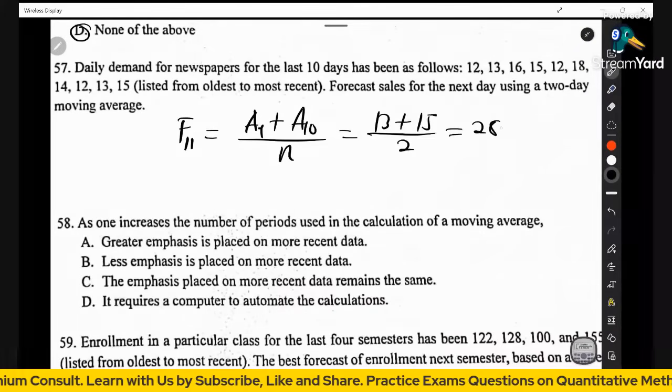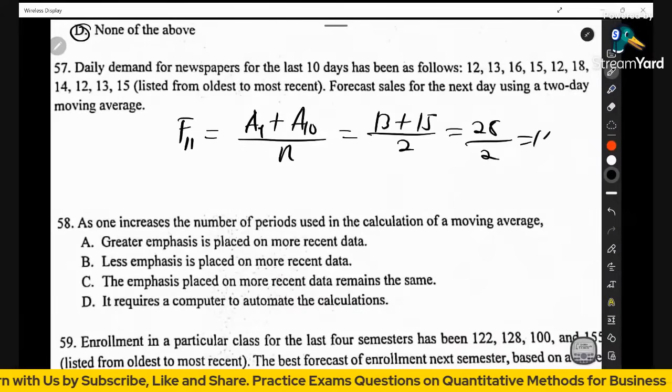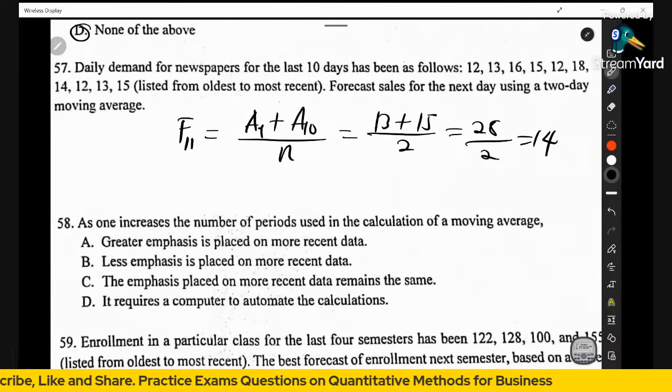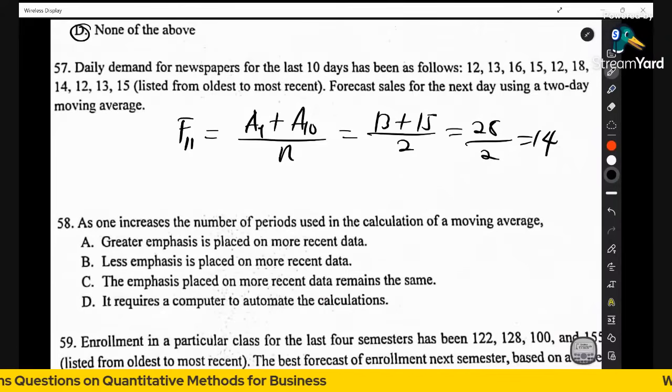We get 28 divided by 2, and we are getting 14. So the forecast for the 11th day is going to be 14. So let's take note. That is a 2-day moving average.